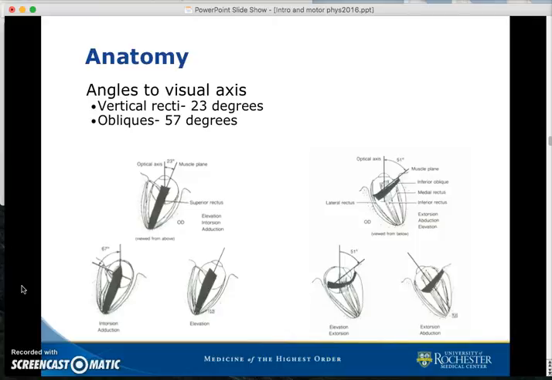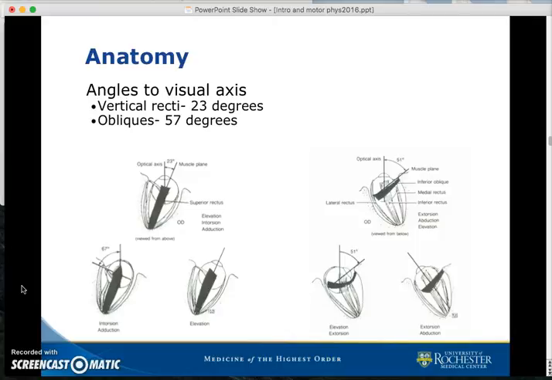When you're thinking about the secondary and tertiary actions of the muscles, the angle of the vertical and oblique muscles to the visual axis is important. So the vertical recti are set off by about 23 degrees to the visual axis, and the obliques somewhere between 51 and 57 degrees. If you look at the diagram on the bottom left, you'll see that in primary gaze, the superior rectus is about 23 degrees off from the visual axis. If the patient were to abduct the eye, move it into a lateral gaze by 23 degrees, you'll see that the muscle plane as well as the visual axis are in the same direction. This makes it a pure elevator.